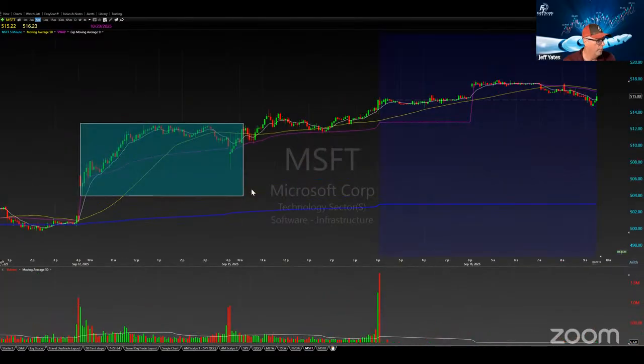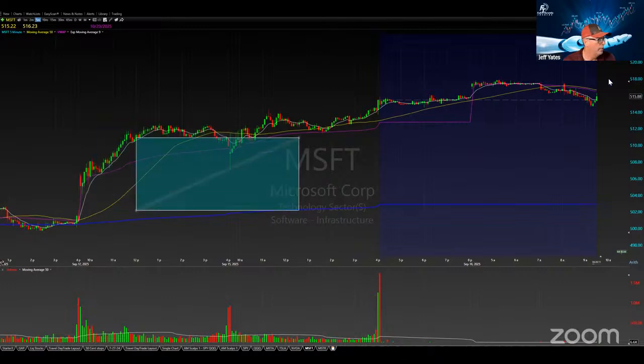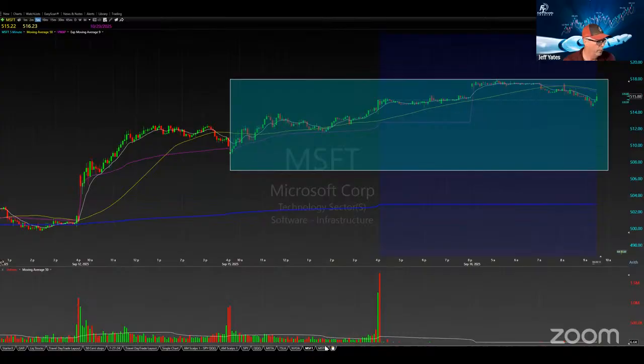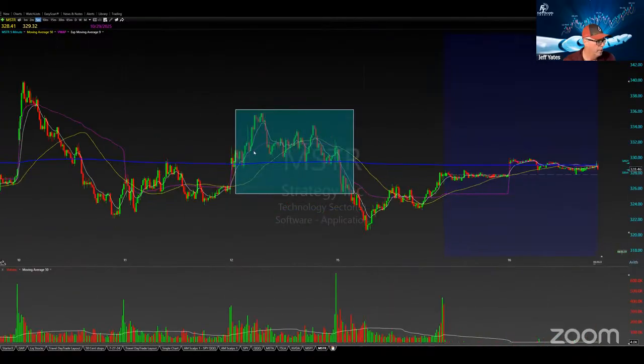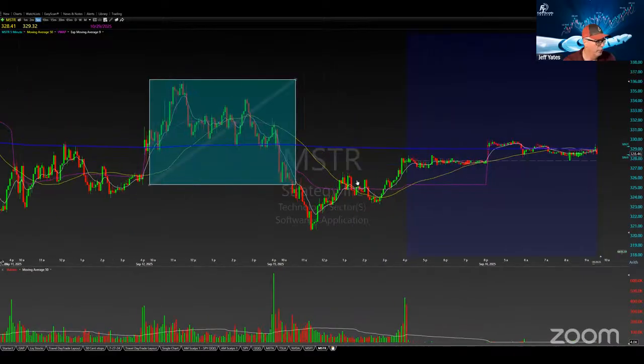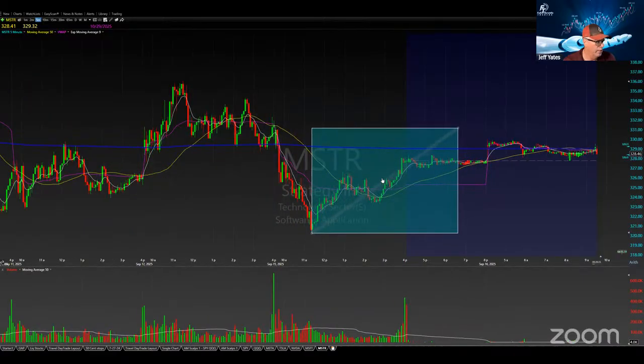And this up here seems to have been on a tear in the last month or two. On the MSTR, this is going to be a low delta if you trade this, because it can run.